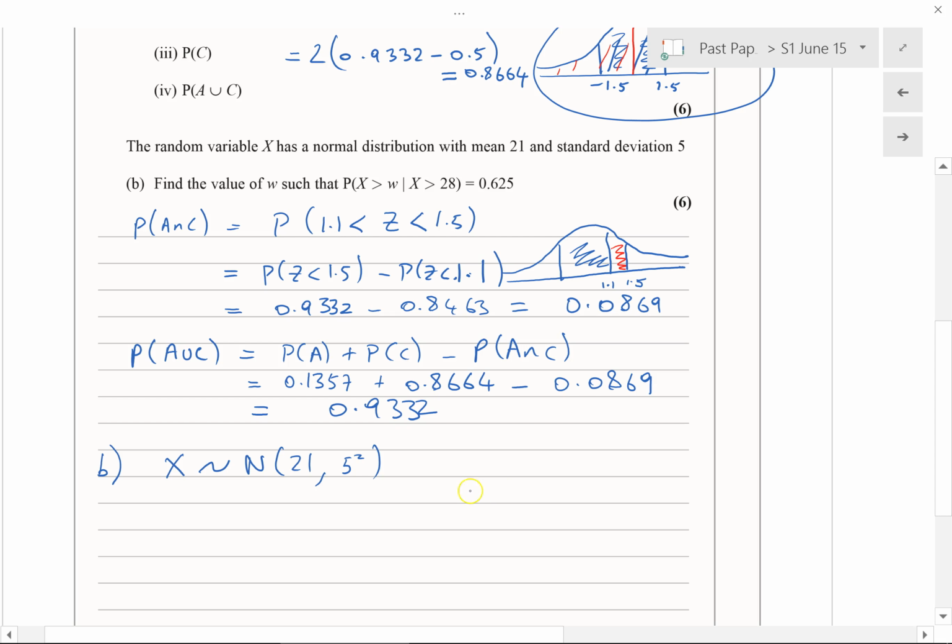So let's just do our diagram. How much it's going to help, I don't know, but let's do it anyway. We've got our mean for this distribution of 21.